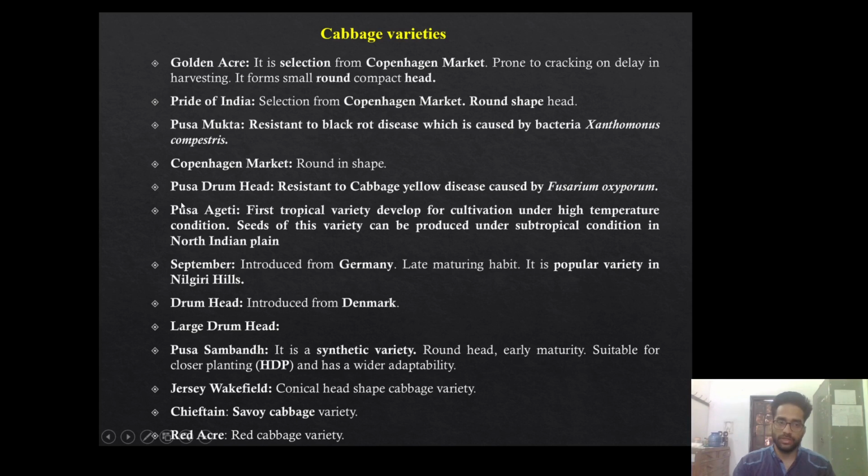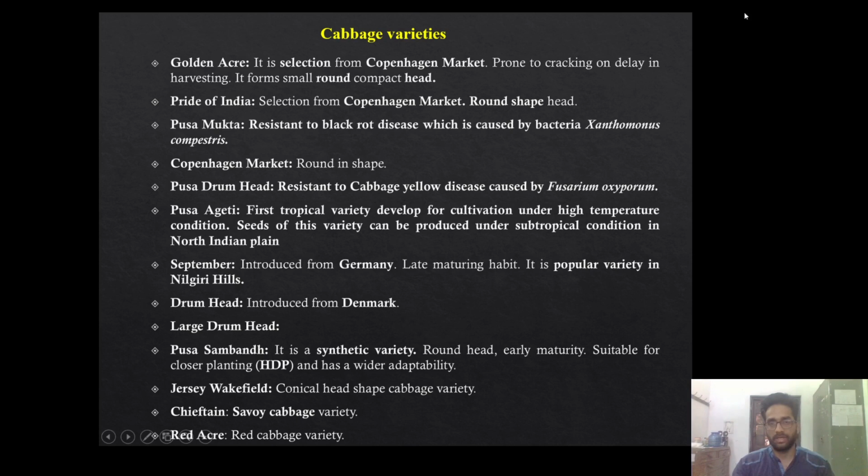Pusa Ageti is the first tropical cabbage variety developed for cultivation under high temperature. September is an introduced variety from Germany, popular in Nilgiri Hills. Drumhead is introduced from Denmark. Pusa Synthetic is a synthetic variety of cabbage suitable for high density planting. Jersey Wakefield is a conical head shape variety. Chieftain is a savoy cabbage variety, and Red Acre is a red cabbage variety.